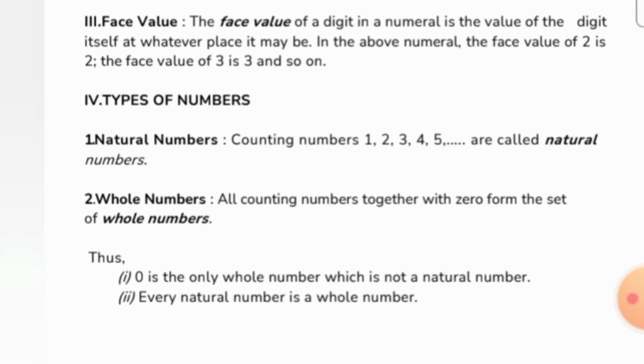Then types of numbers. Natural numbers: all counting numbers are called natural numbers. Whole numbers: all counting numbers together with 0 are called whole numbers. So we can say every natural number is a whole number, but we cannot say every whole number is a natural number because 0 belongs to the whole numbers.